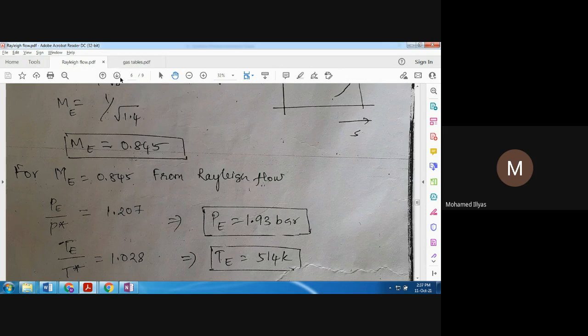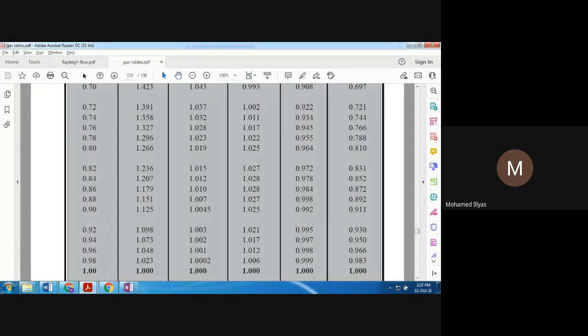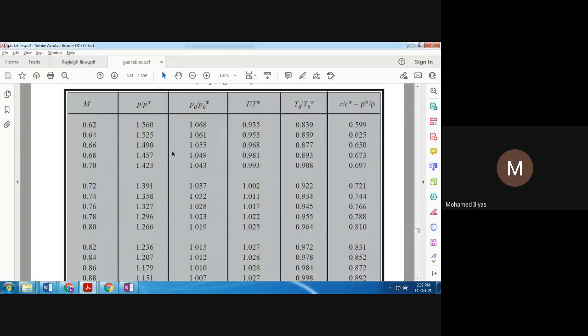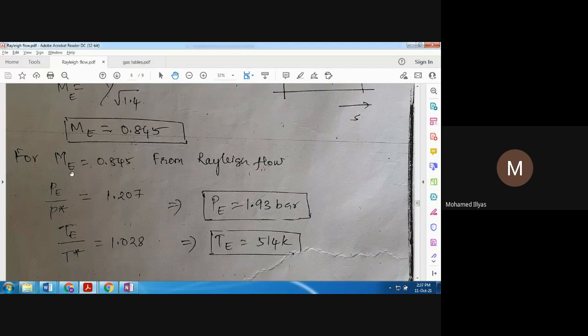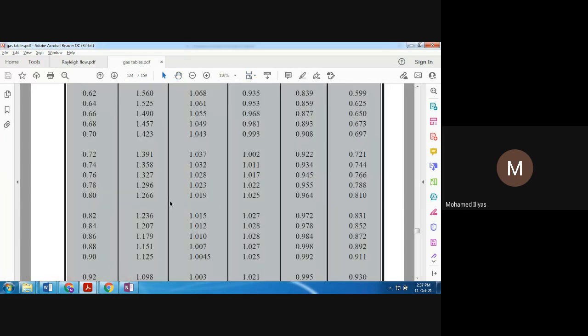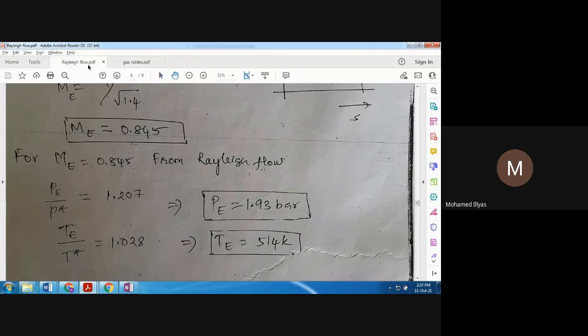So if you see here, for 0.84 we have 1.027. So that is our P by P star. So P by P star is 1.207. Since we are saying it for point E, we can write it as PE by P star, or simply P star. And T by T star is 1.028 here.